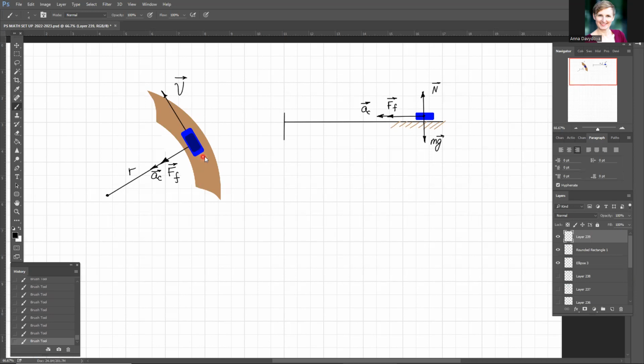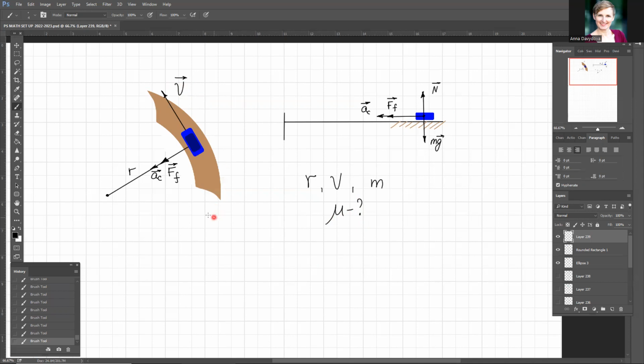negotiate a turn, and things that are given that could be known to us are radius, speed. Sometimes there's mass of a car that's given, but it's really not needed for the solution. So question is, what is the coefficient of friction such that the car can negotiate the turn at the velocity that will be given to us?